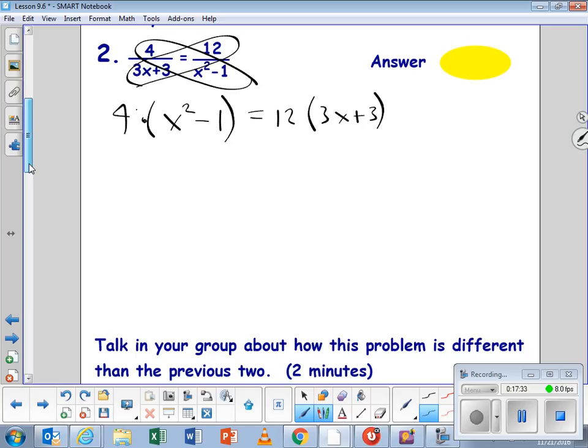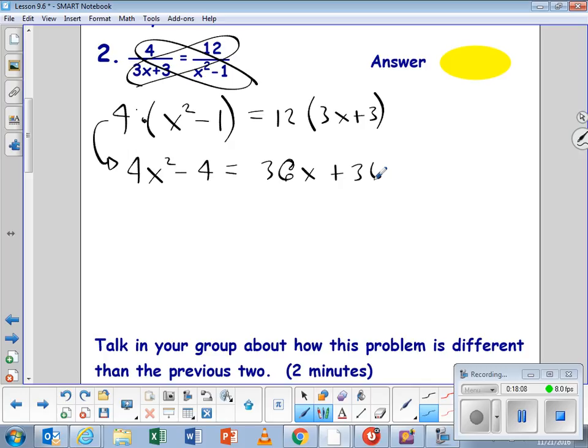Let's go to Chandler's group here. Somebody in there tell me, what do I get on the next line? What do I get when I do this? 4x squared minus 4 equals 36x plus 36. Okay. You said it, I just didn't hear you. I'm sorry. All right.